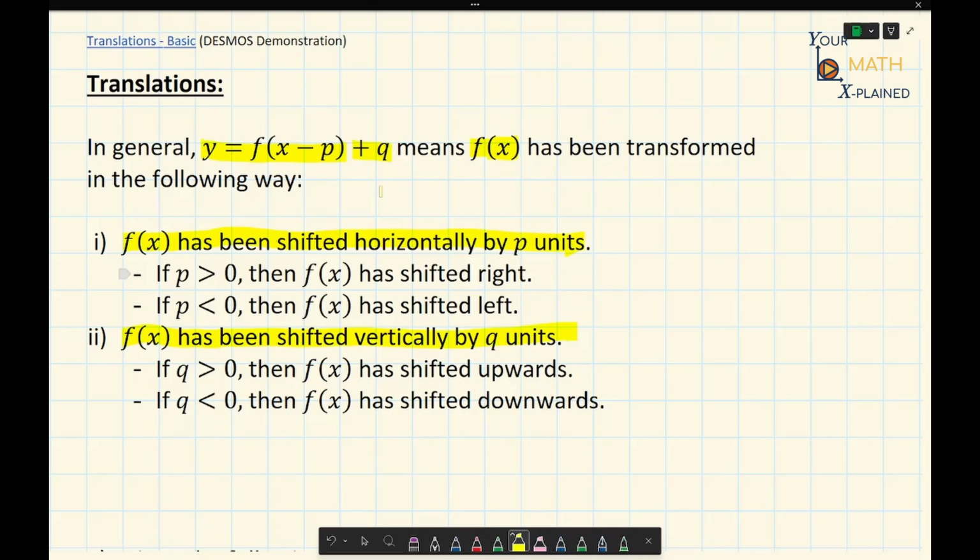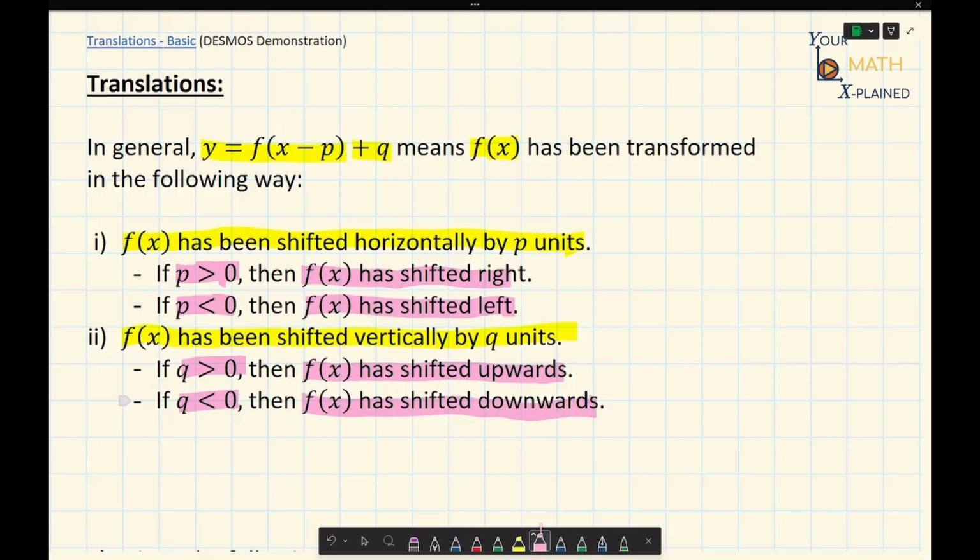More specifically, if our p-value is greater than 0, meaning if it's positive, then f of x has shifted to the right. And if p is a negative value, then f of x has shifted to the left. And for q, if q is greater than 0, meaning if q is positive, then f of x shifts upward. If q is negative, then f of x shifts downwards.